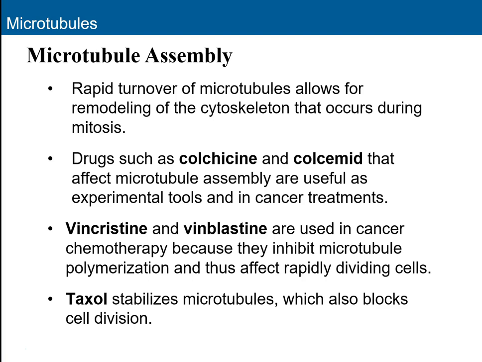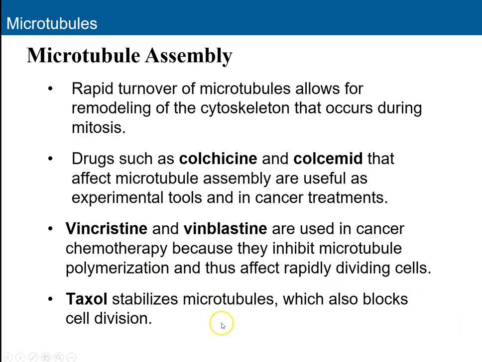Other drugs, vincristine and vinblastine, are also used as cancer chemotherapy because they inhibit microtubule polymerization. The microtubules are basically the spindle in mitosis, and cancer cells are rapidly dividing cells. If you inhibit microtubule polymerization, you basically can't make that spindle. The spindle can't grab onto the chromosomes, mitosis is disrupted, and the cell does not divide. So these are chemotherapy agents that affect microtubule polymerization.